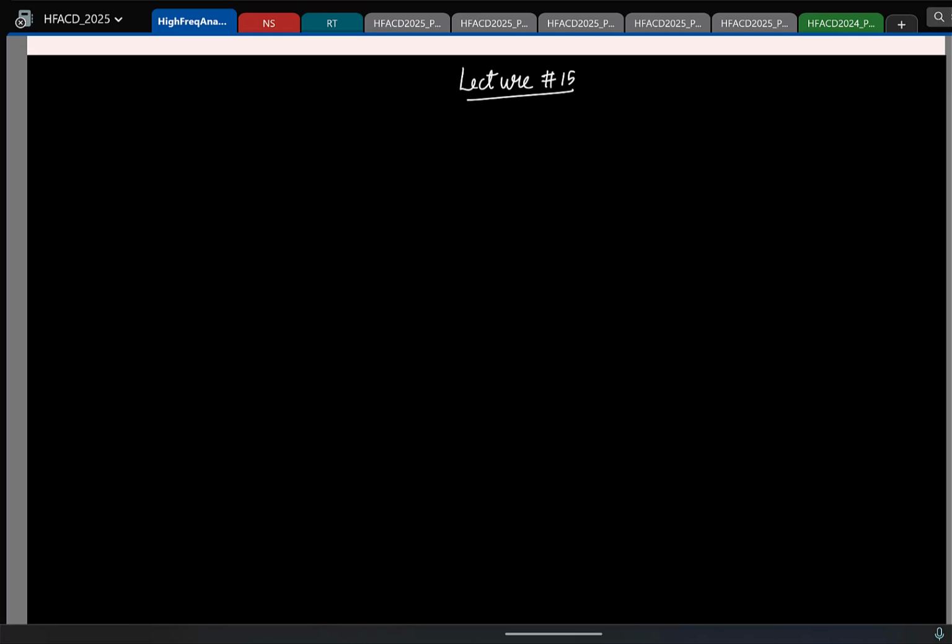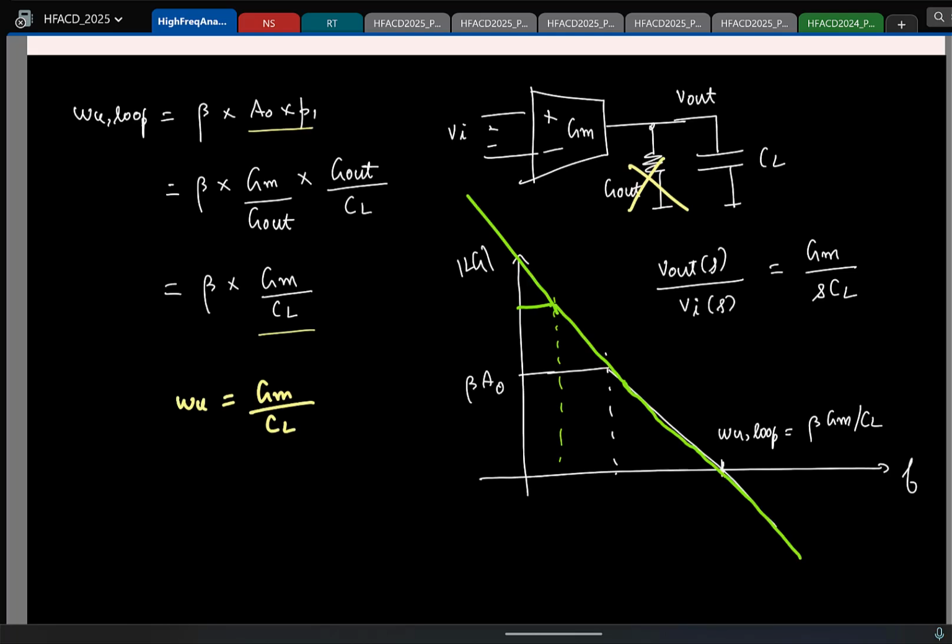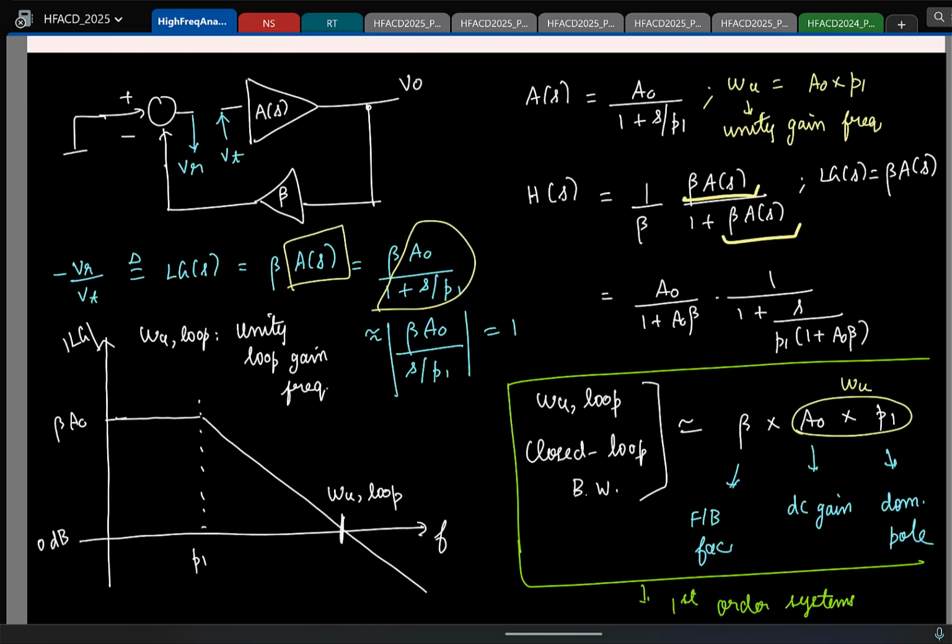Okay, let's continue. In the last class, we essentially saw that all your single stage OTAs you can approximate as a first order system, and then we saw if you take such a first order system and put it in negative feedback, will it become unstable or will it be stable? A first order system, if I put it in negative feedback, we saw that it was guaranteed to be stable, right? And then we also saw that for a first order system, the unity loop gain frequency exactly equals the closed loop 3 dB bandwidth, which is in turn the feedback factor times the DC gain times the pole location.